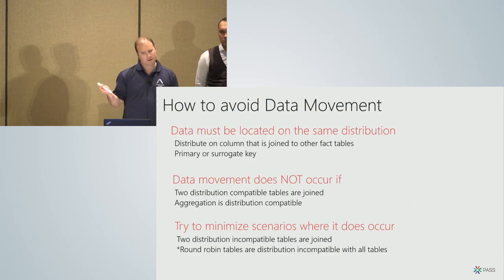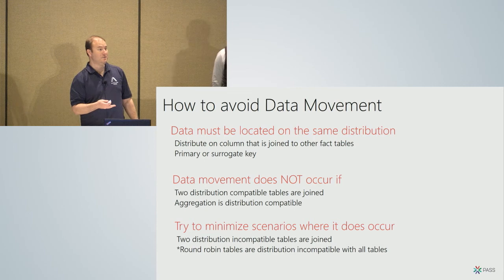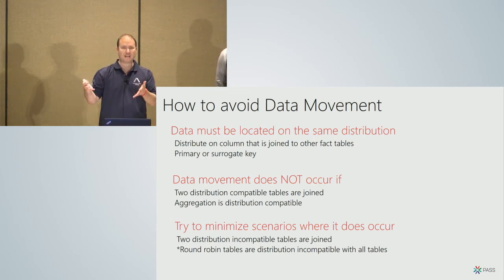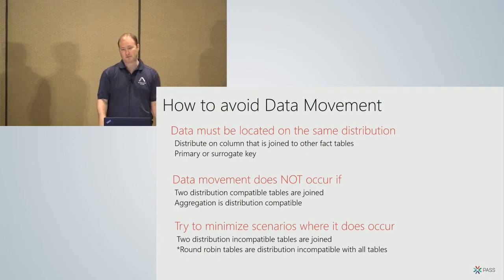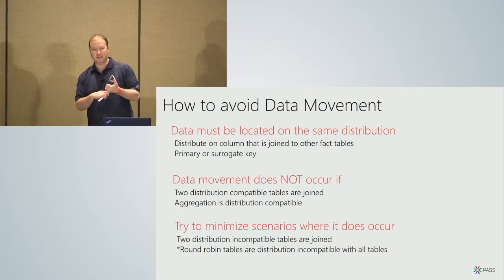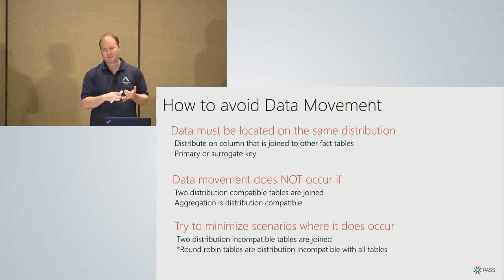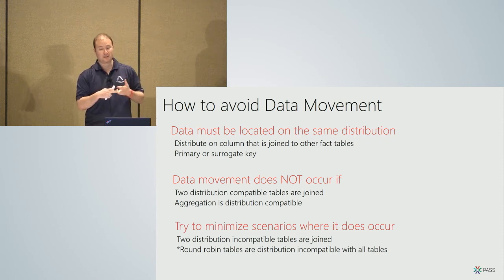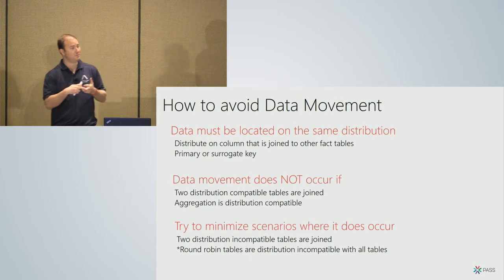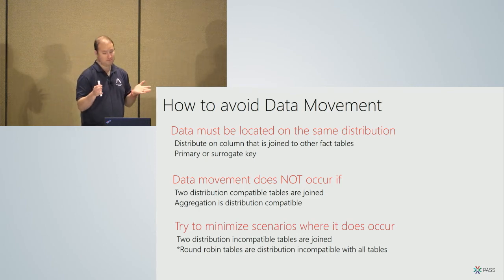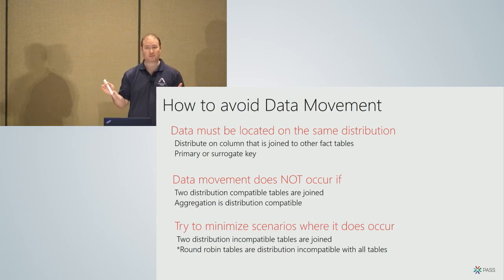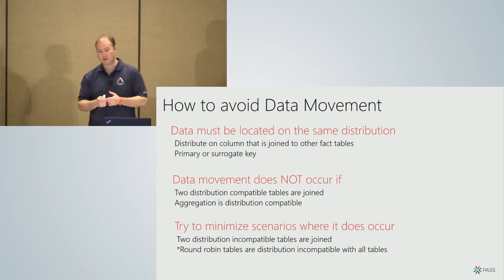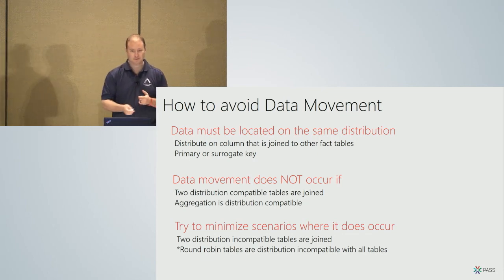So again, how do I avoid data movement? Data needs to be located in the same distribution. This is where you can really take advantage of those compute nodes and scaling out those compute resources, right, for performance. So again, you want to distribute on a column that's joined to other fact tables, again typically a primary or surrogate key. And as long as you have two distribution compatible tables that are joined, you can avoid data movement there. Similarly with aggregation compatible distributions.